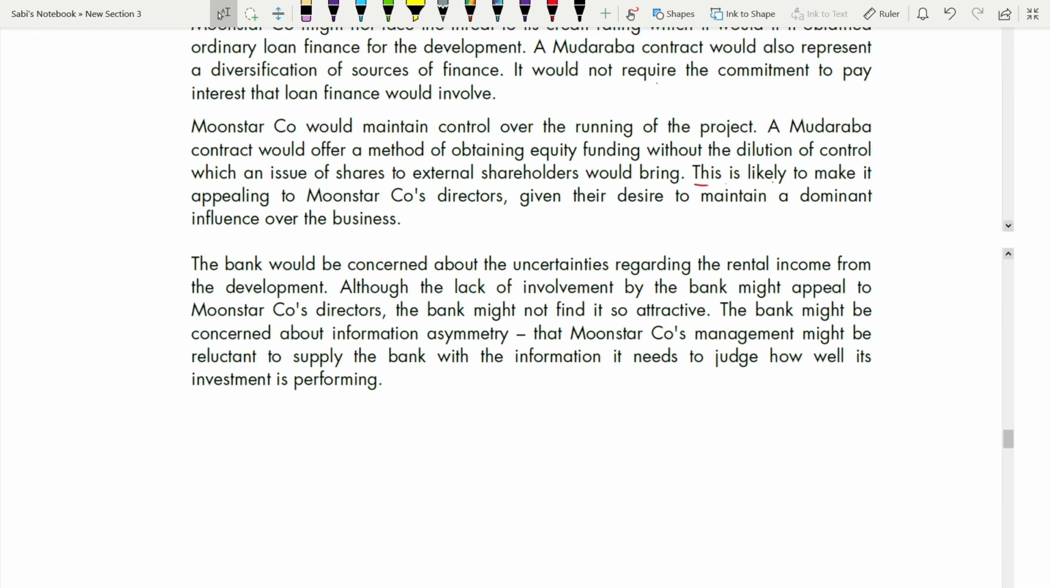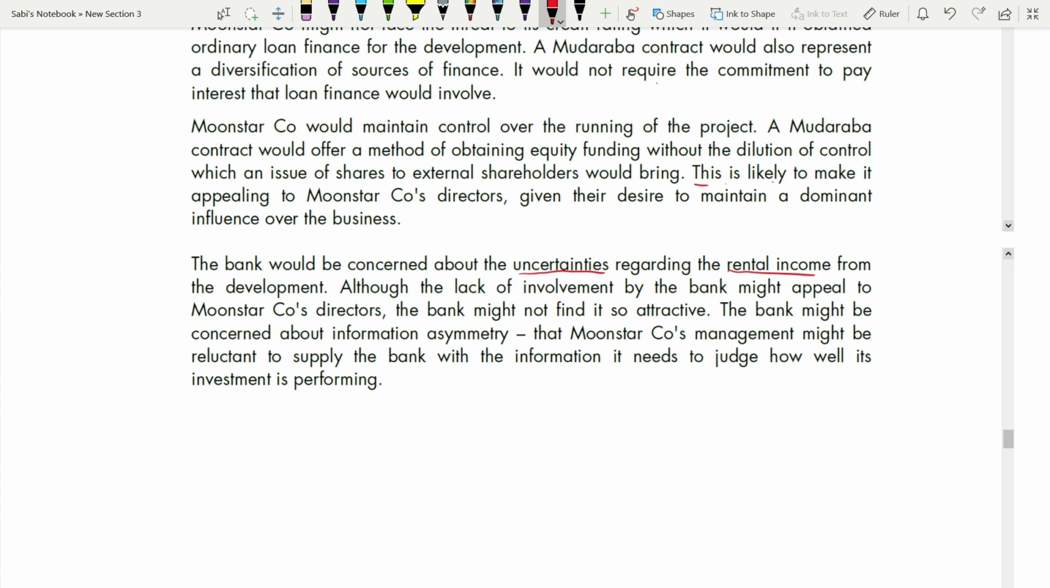Now we'll see the last paragraph. The requirement also asked what are the concerns of the bank of providing this Mudraba contract. So we'll see from the bank's point of view. The bank would be concerned about the uncertainties regarding the rental income from the development.